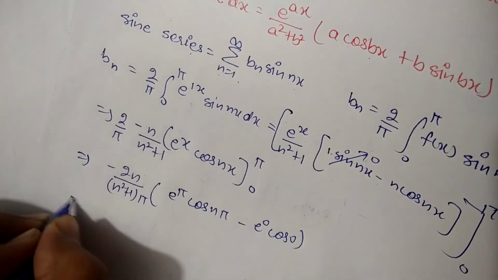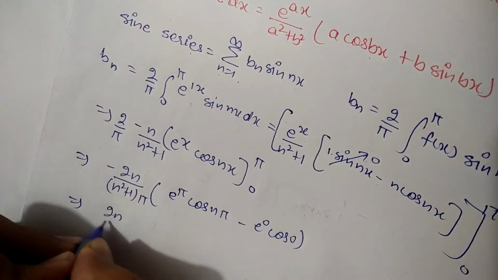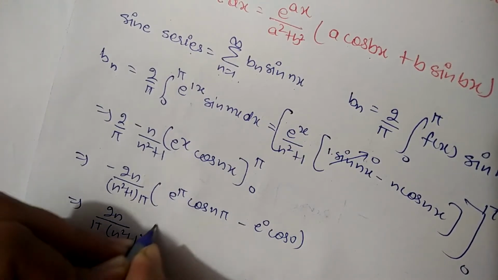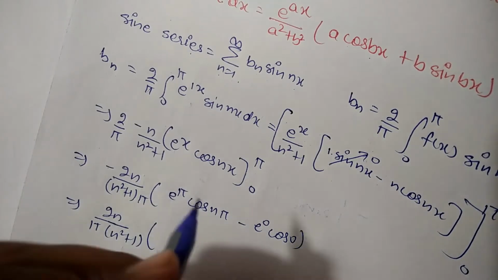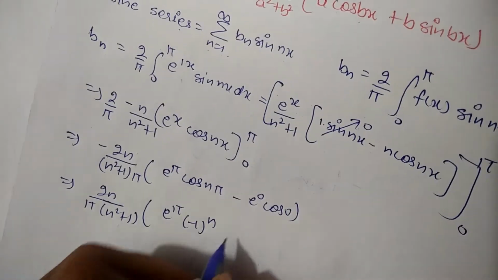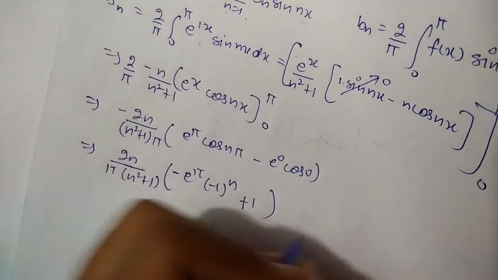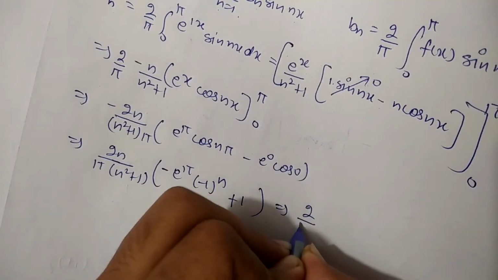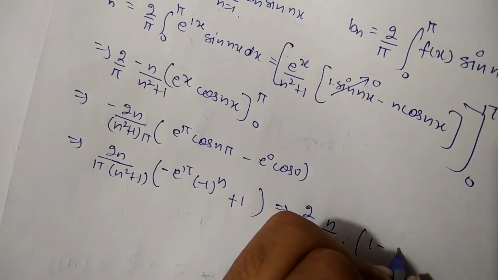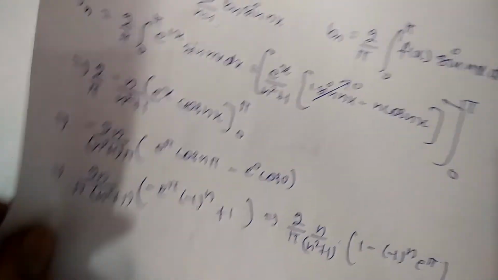Okay, so this minus I can take inside common, and this value will turn into 2 by pi into n by (n square plus 1) into, sorry, e^pi times (minus 1)^n, since cos n pi is (minus 1)^n, and minus 1. So this minus will become plus, and this value will be minus only. So this value will turn into 2 by pi into n divided by (n square plus 1) bracket start 1 minus (minus 1)^n e^pi. So this will be the value of bn.